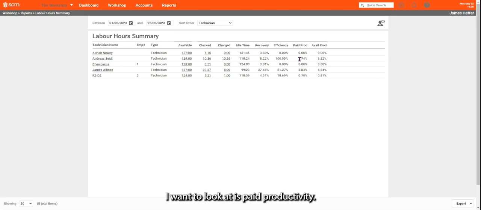Another metric I want to look at is paid productivity. Here we can see that our technician is only 7.74% paid productive. Our goal here would be to try and improve that so they're actually charging out more hours each day for what we're paying them for.